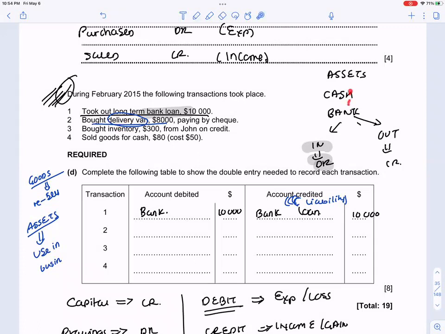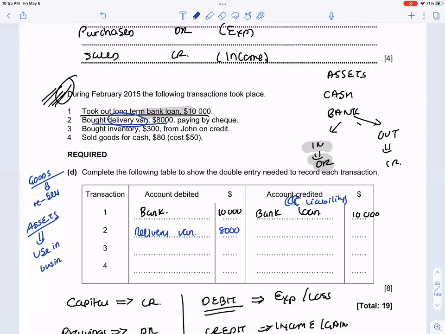Now assets coming in or going out? You're getting the assets. Coming in, not going in. Yeah, miss, it means the same thing. No, it doesn't mean the same thing. You can go in, you cannot come in. Delivery van.